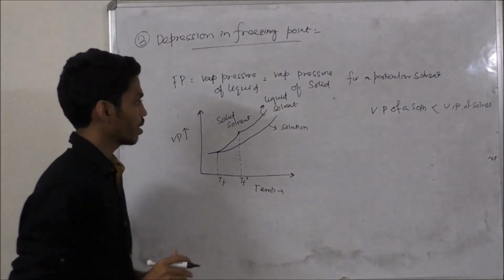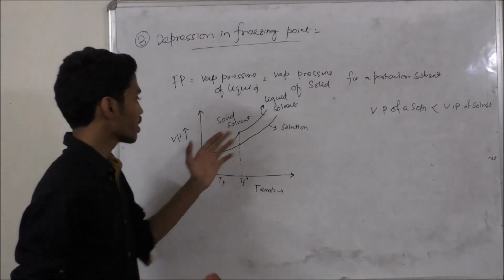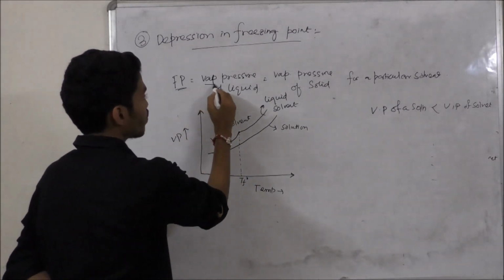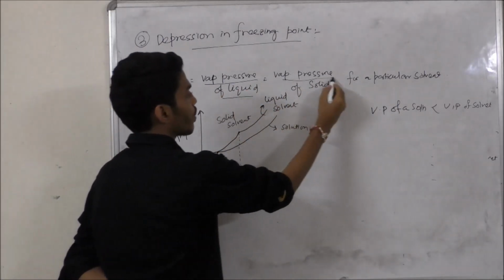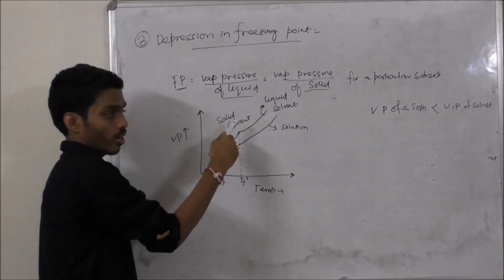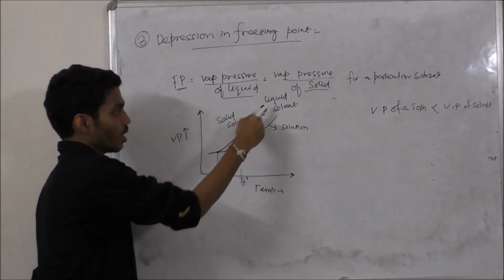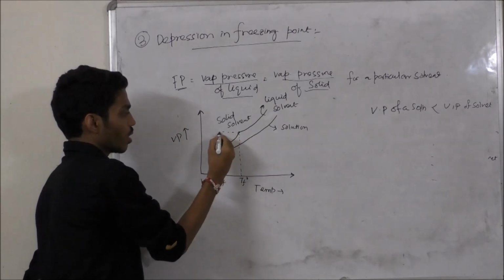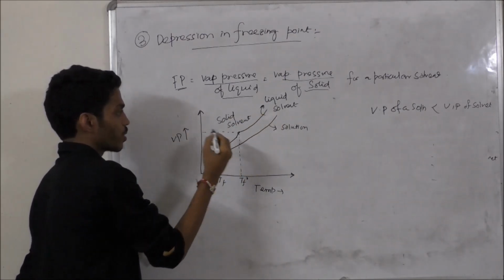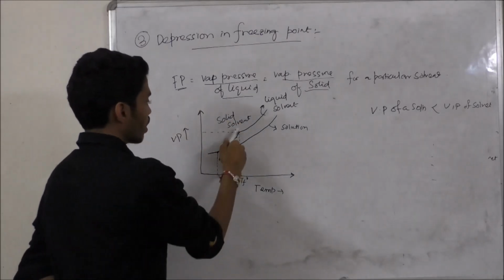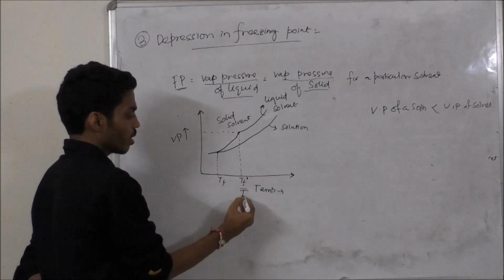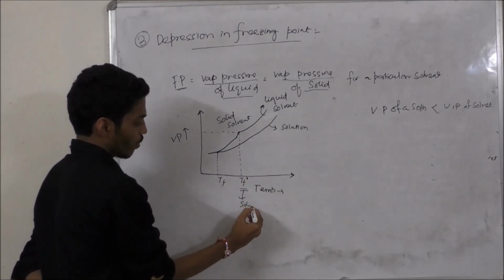We'll discuss it later. Now from this graph you can see what I told: freezing point. Freezing point is where the vapor pressure of the liquid is equal to the vapor pressure of the solid. So for this liquid solvent, at this temperature, the vapor pressure of the liquid solvent is the same as the vapor pressure of the solid solvent. Okay, so this is the freezing point for the solvent.